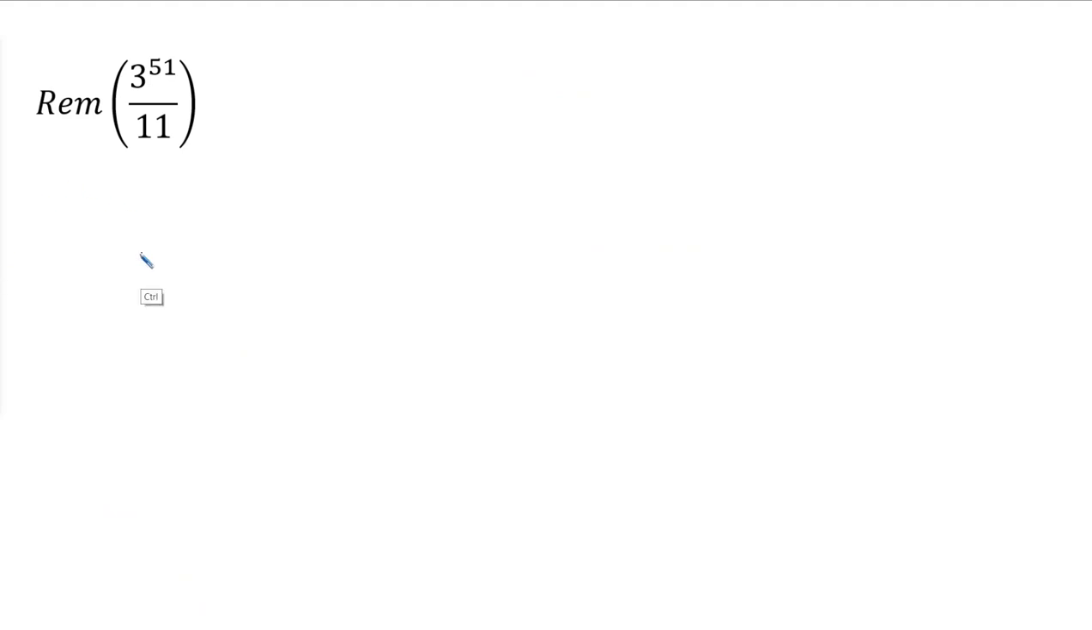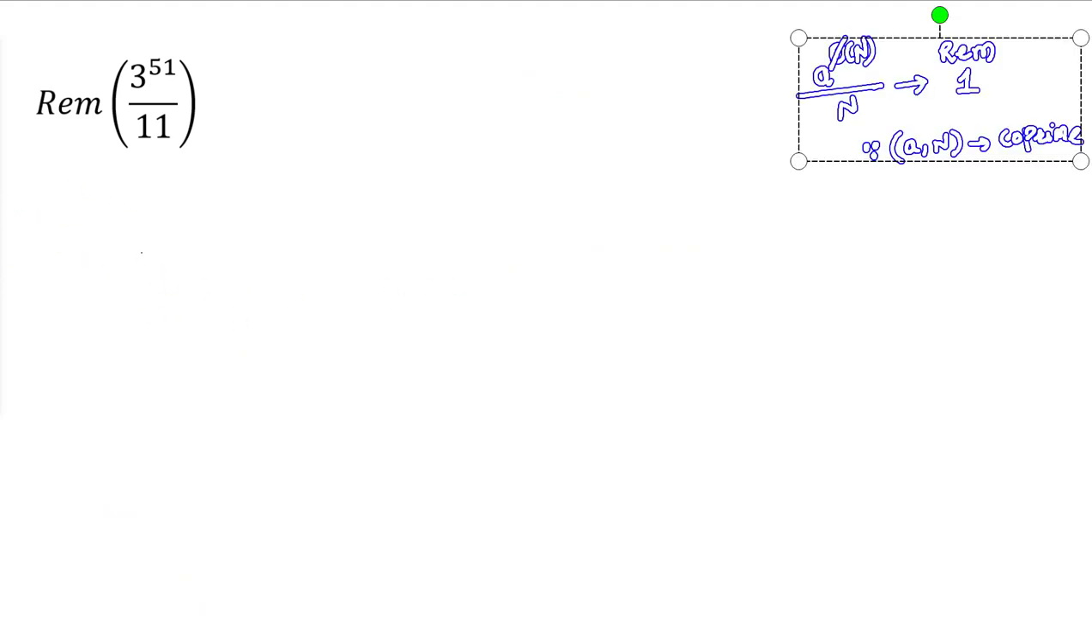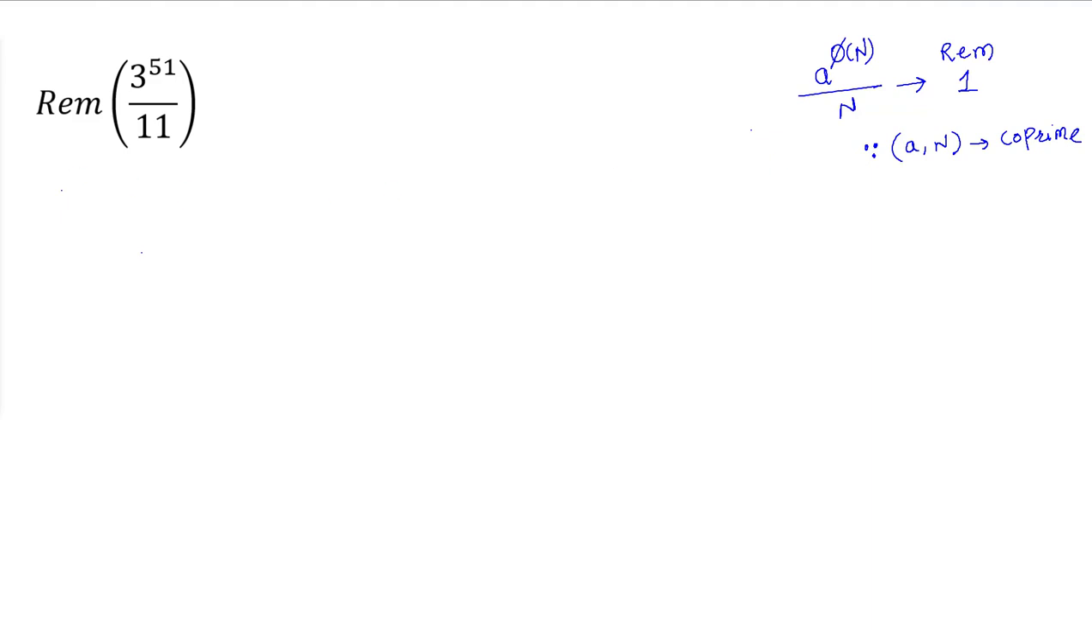Okay, so over here 3 and 11. Okay, over here 3, 11 represent a co-prime pair. 11 is a prime number. Okay, so Euler of 11 is going to be how much? 1 less than that number, that is equal to 10. Okay, Euler of a prime number is 1 less than that number.